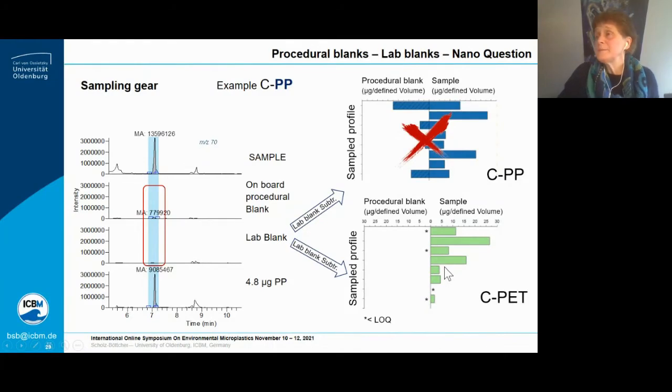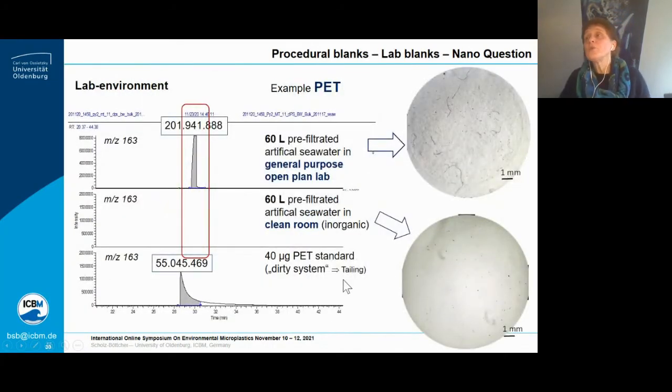interpretable sample set. Going to another example, we have prepared filtrated artificial seawater for a subsequent experiment, and to be sure that no plastic is in it, because we are keen to know how much contamination might be in the sample, we filtered and measured the filter, and we get an extraordinary value for PET. Here the system is a little dirty, so that is a typical effect of tailing if the system runs dirty, but only for getting an idea about the dimension.